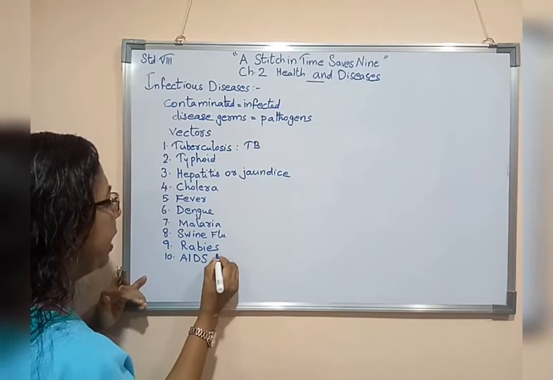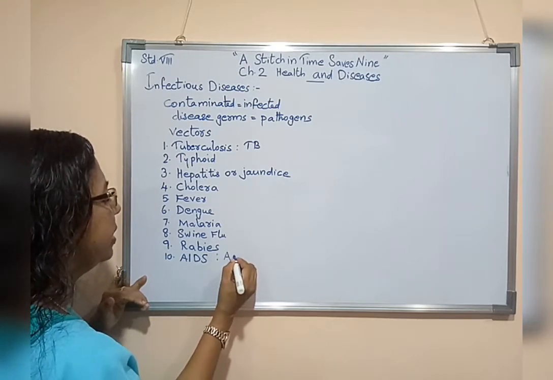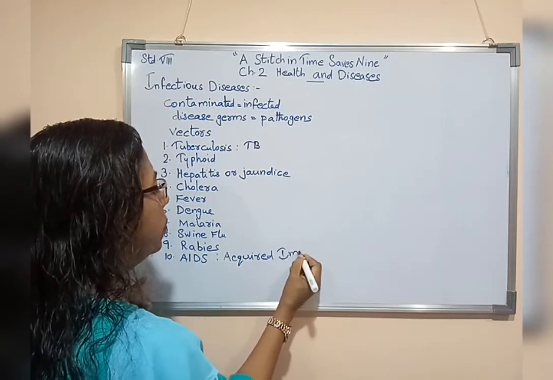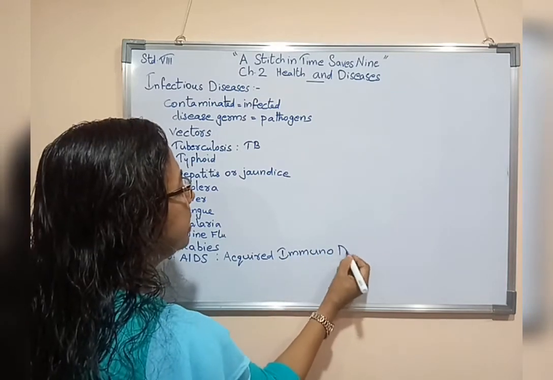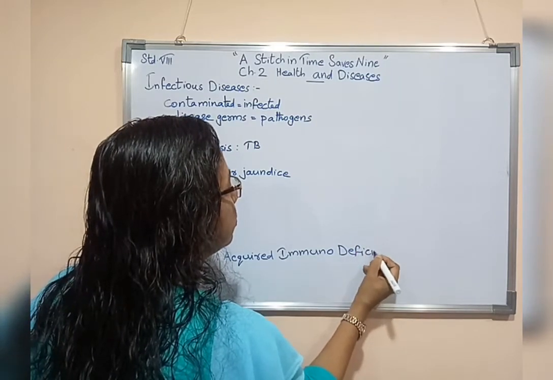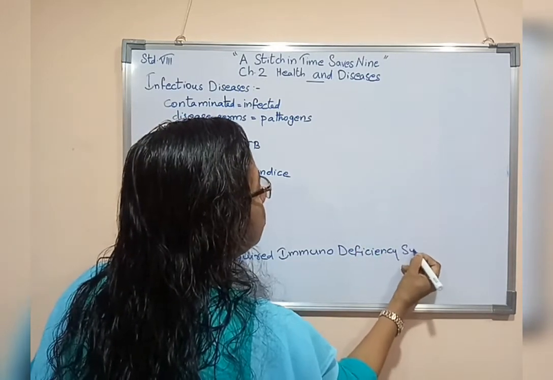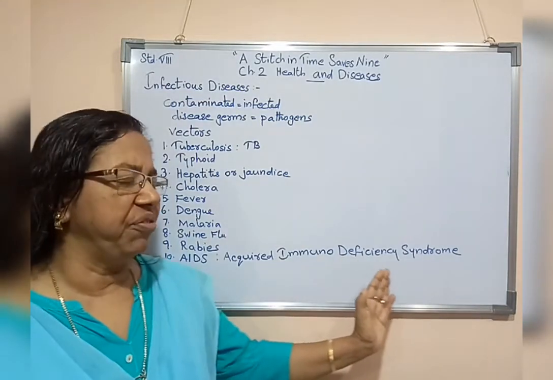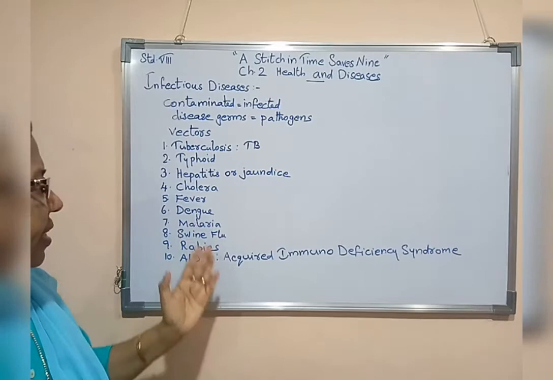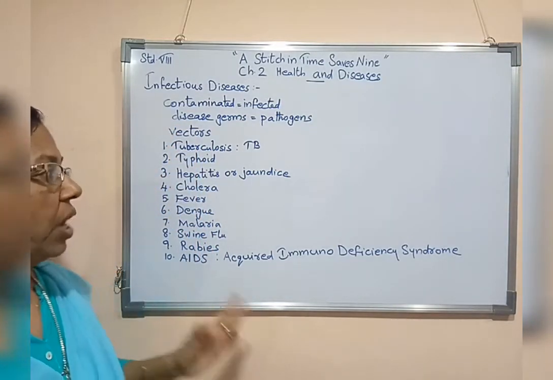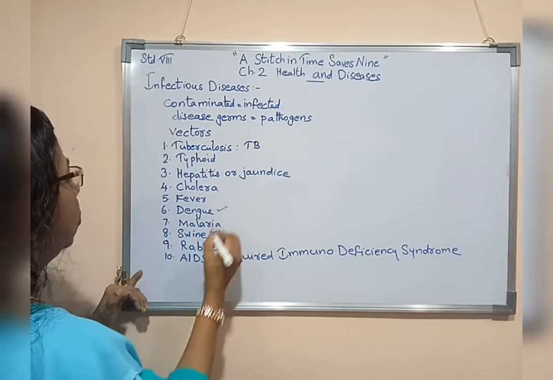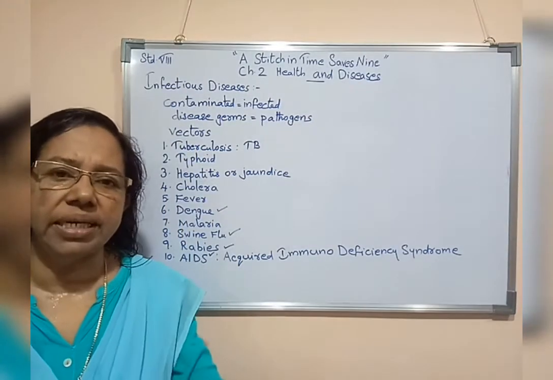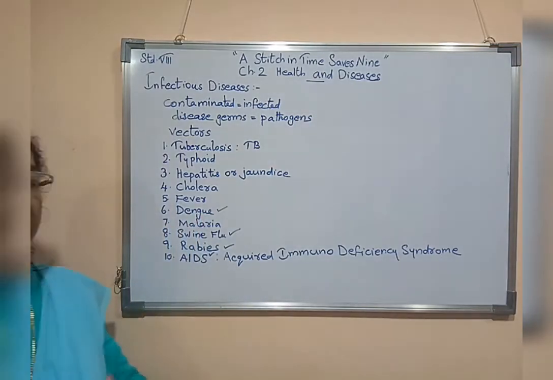Now this AIDS, it's a full name I am writing here, that is acquired immunodeficiency syndrome. Now here so many examples I written, at least 10 examples I written now here. So out of them we are going to study in detail about dengue, then swine flu, rabies as well as AIDS. Remaining examples we are not studying in detail. Now first we are going to study about dengue.